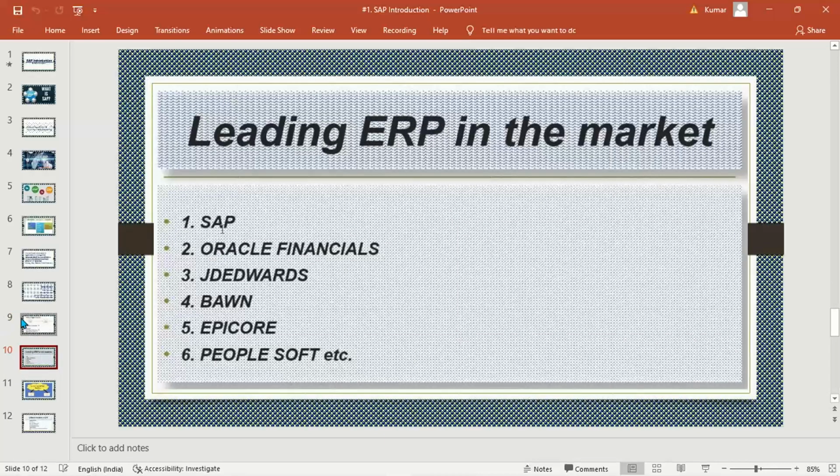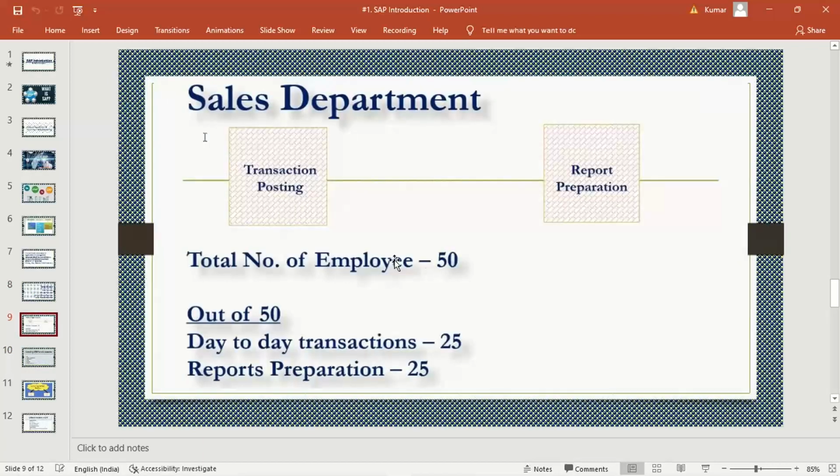That's what I said, guys. If you have a look here, earlier, before ERP, a total of 50 employees were required. After implementation of ERP, only 25 people are required, because report preparation is going to be done by ERP directly and automatically. Whatever transactions are getting posted in the background are treated by SAP as an input, and based on the input, the output is given by SAP directly.